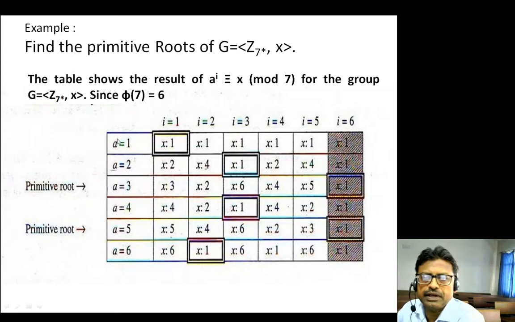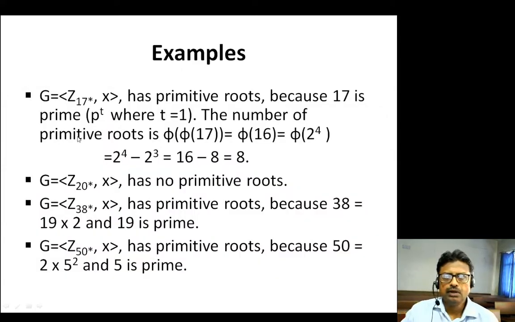So in this way we are able to find out the primitive roots. If the order of the element is equal to the order of the group, then only that element will be a primitive root, otherwise not. So let us take some examples.